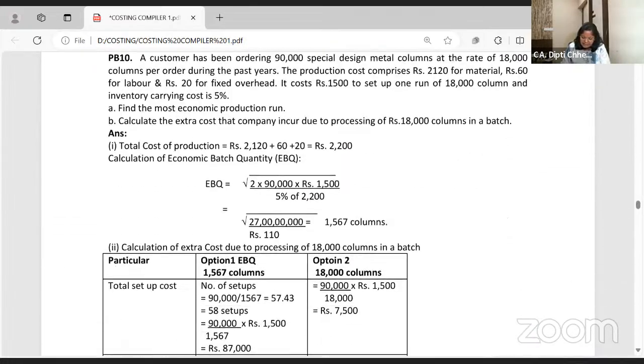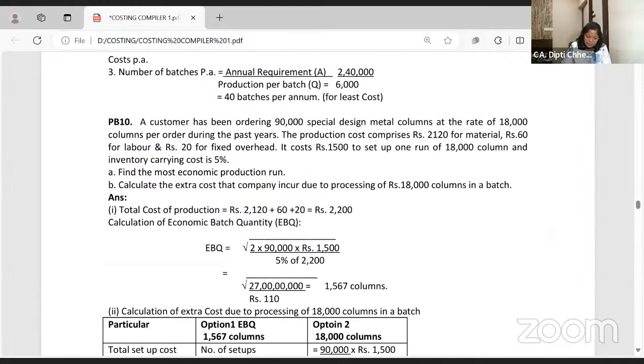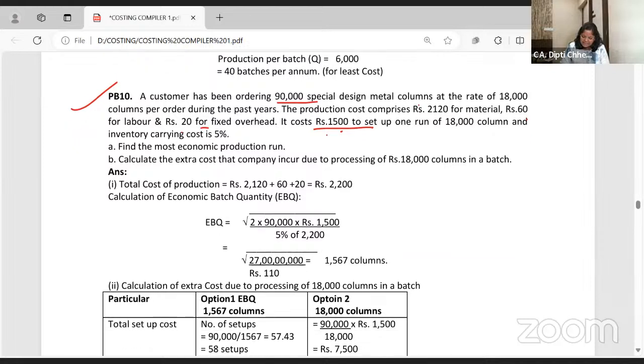See, this one we will do. Very common kind of question. A customer has been ordering 90,000 at 18,000. The production cost comprises of 2120 for material, 60 for labor and 20. Now, if the cost is 1500 to set up, so what is S?